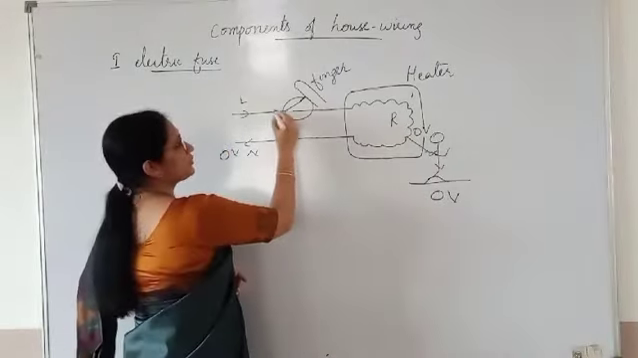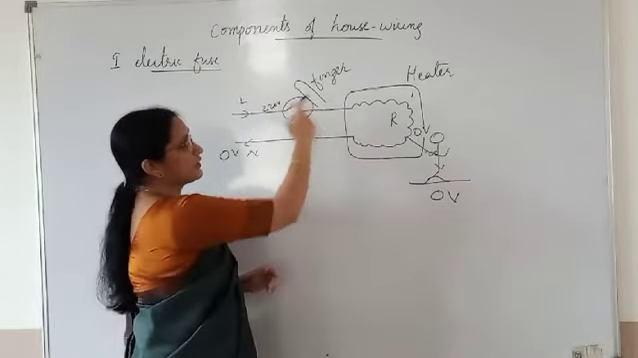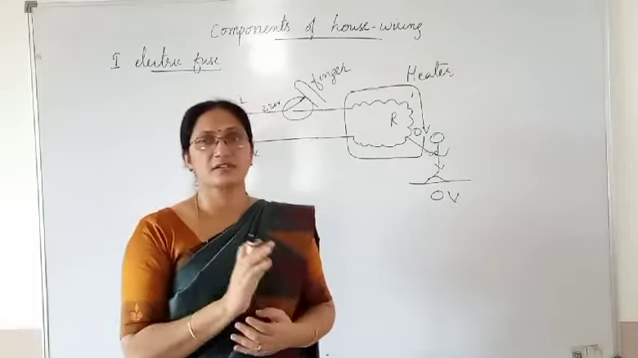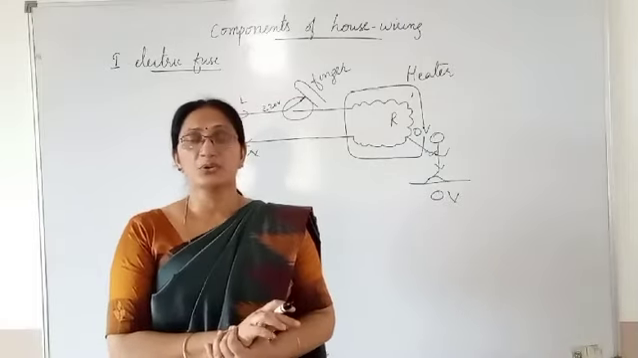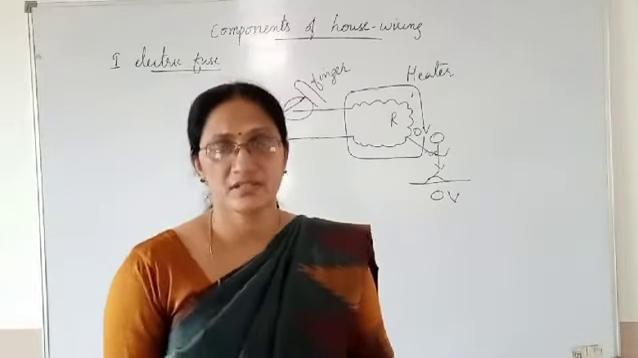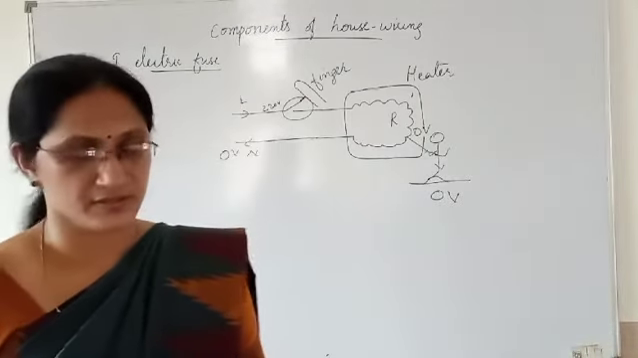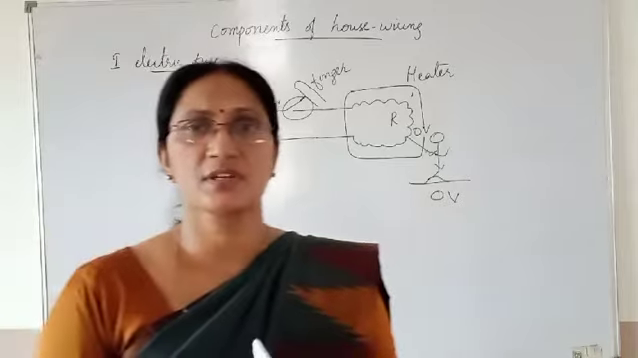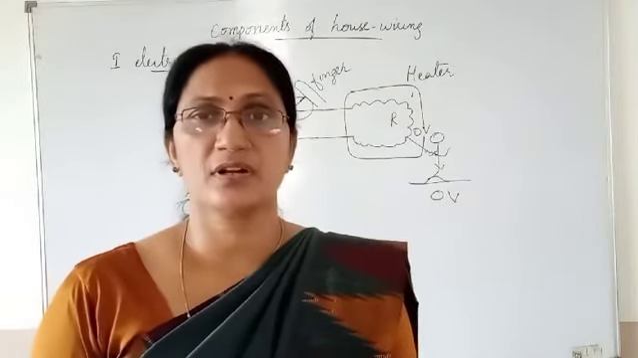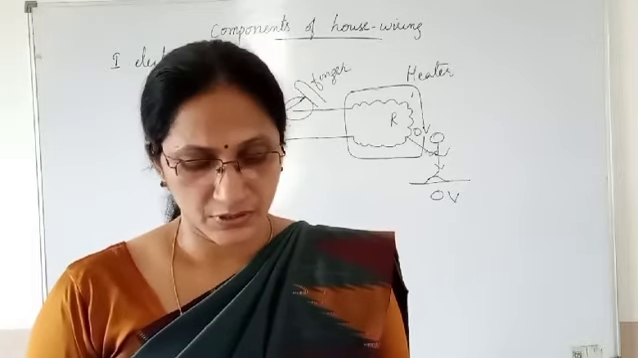So what will happen? You will come in touch with the live wire, which means your body gets in contact with the 220 volt potential and you can get a shock. So never touch the switches with wet hands. And there are two types of switches, single pole switches and double pole switches, which I explained already in the previous videos.